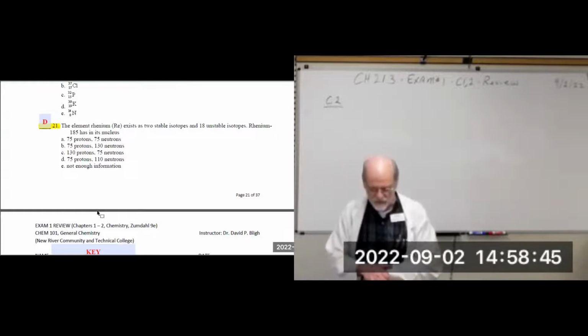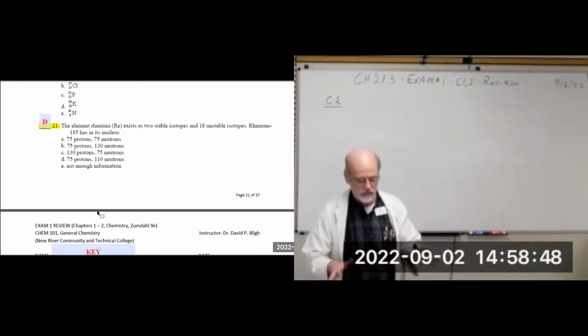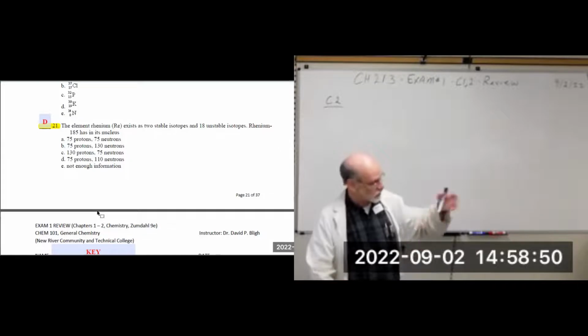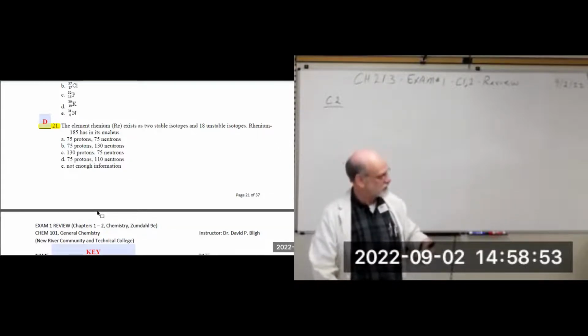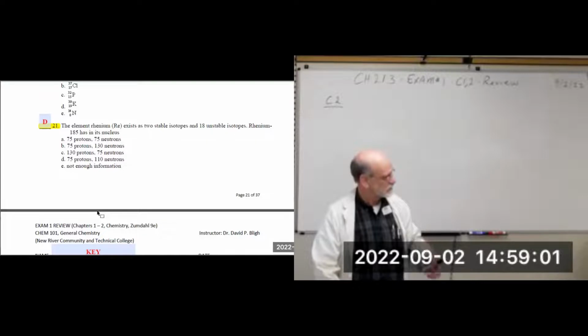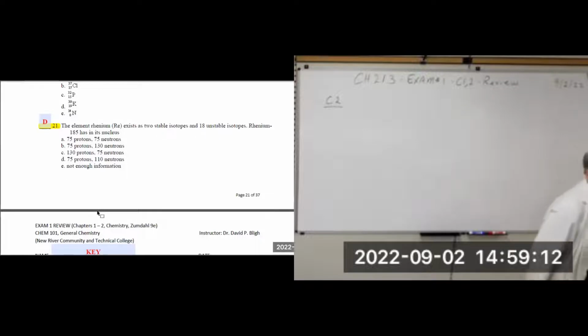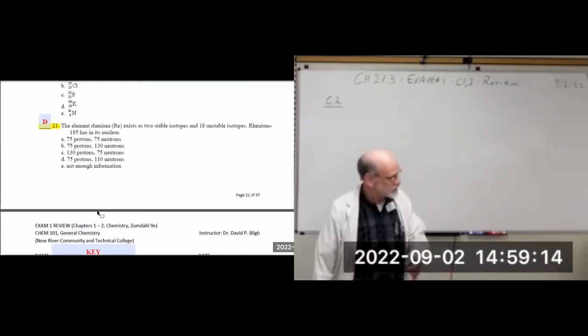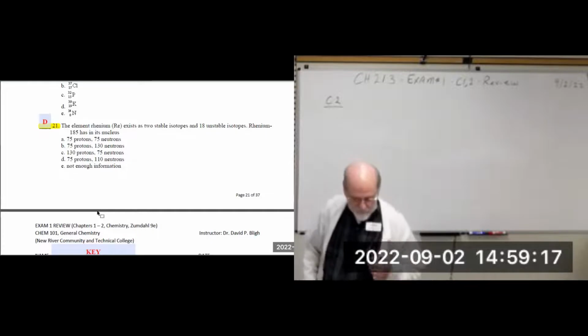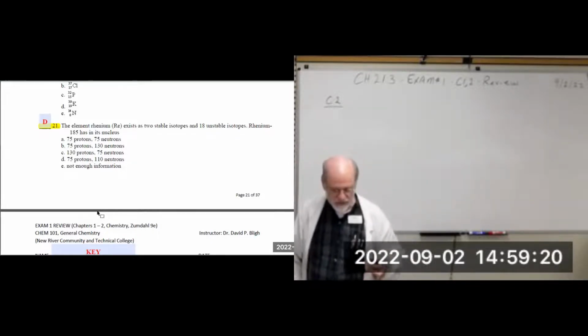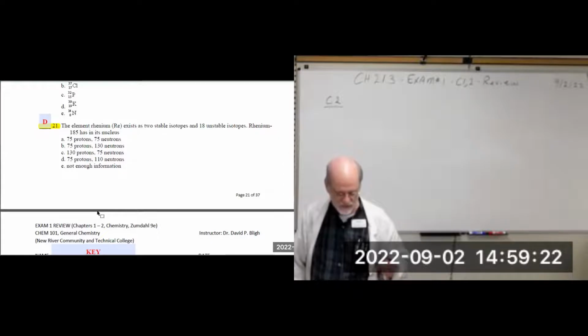Okay, how about the element rhenium, Re, which is not one that I want you to memorize, but you can look it up in the table. Rhenium is, let's see, where is it? Oh, there it is, 75. Atomic number 75. It's a transition element. Has 2 stable isotopes and 18 unstable isotopes.